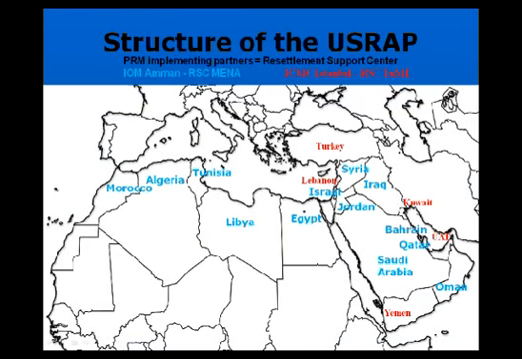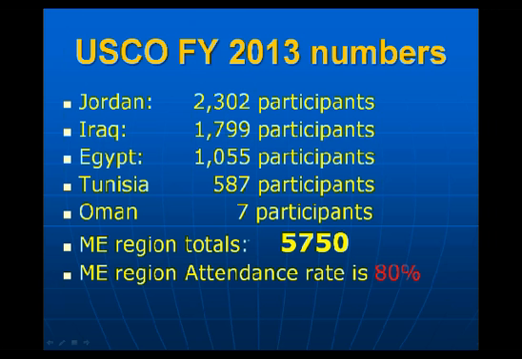Basically, any country in the blue is covered by RSC Amman, Middle East and North Africa, and the red is covered by the RSC ICFC Istanbul. So we have a large region to cover, but the bulk of our refugees are Iraqis. Just to give you an idea for fiscal year 2015 numbers, we have provided training for a total of 5,750. Our attendance record for those who are invited is about 80%, which is pretty good.